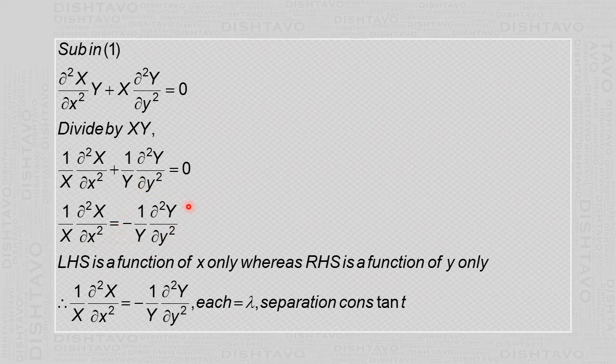And in mathematics, whenever we have an equation where the left hand side is a function of one variable, whereas the right hand side is a function of another variable, then it means that each side is constant. So now we write each of these sides equal to some constant, let us say lambda, and that lambda is called a separation constant.